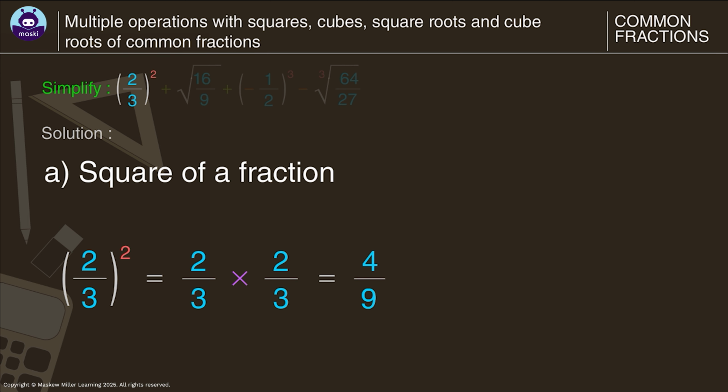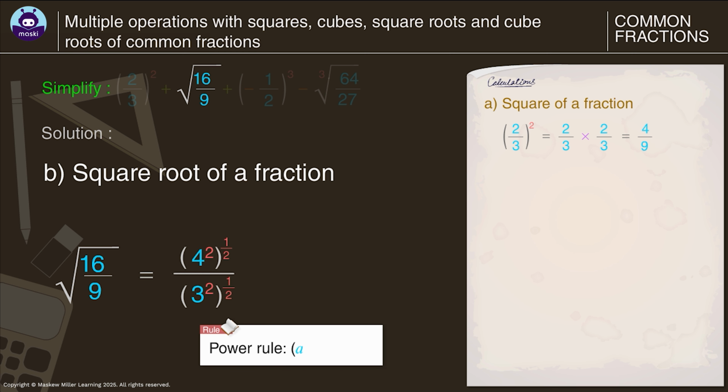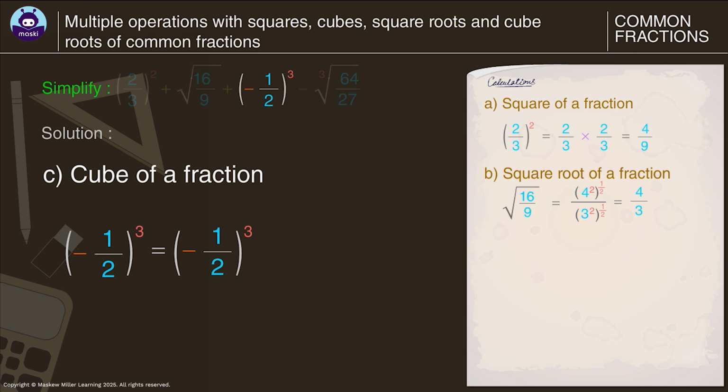We get 4/9. 16 can be written as 4 squared. 9 can be written as 3 squared. We find the square root of the numerator and the denominator separately. We multiply the powers using the power rule of exponents. We get 4/3.